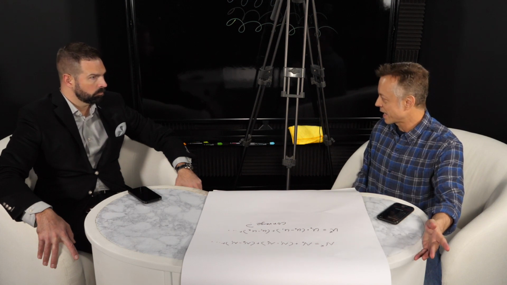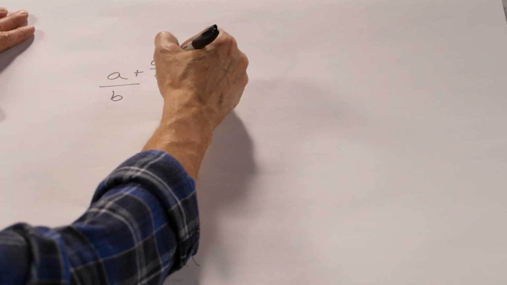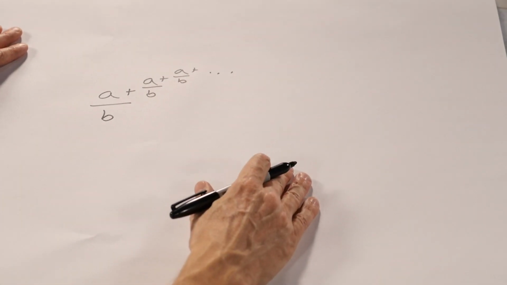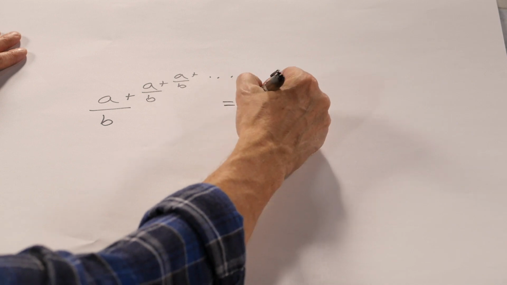So let's go back and look at the continued fraction version of this, and there's actually a pretty neat little trick. So let's look at N star for starters. So A over B plus A over B plus A over B to infinity, right? That equals N star.